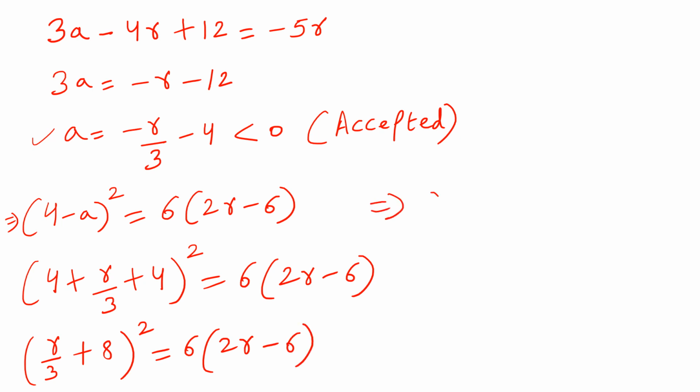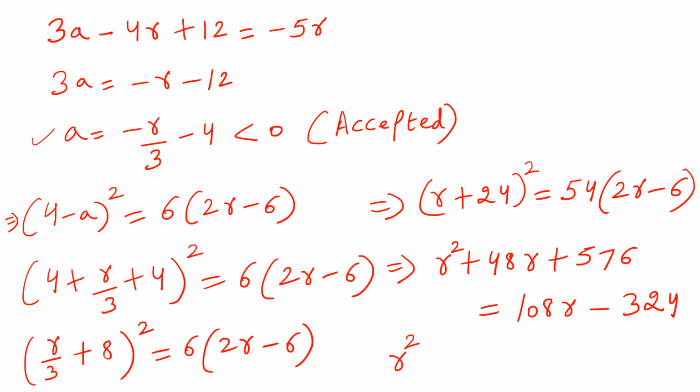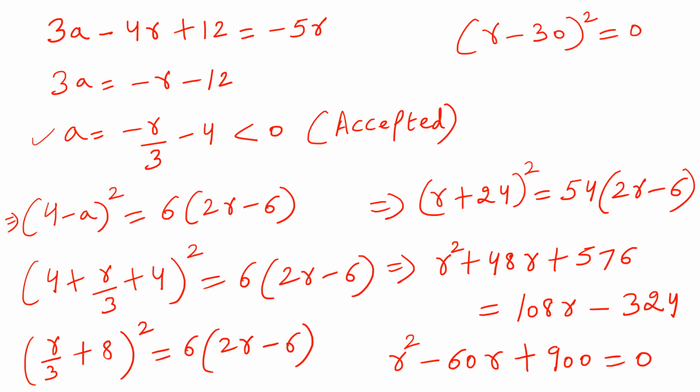Now this equation further becomes (r plus 24) whole square equal to 54 times (2r minus 6). Now this further becomes r square plus 48r plus 576 equal to 108 into r minus 324. Now this equation can finally be written as r square minus 60r plus 900 equal to 0. Now students, this is nothing but (r minus 30) whole square. And this is equal to 0. So from here we get r equal to 30. And this is the correct answer of the question.